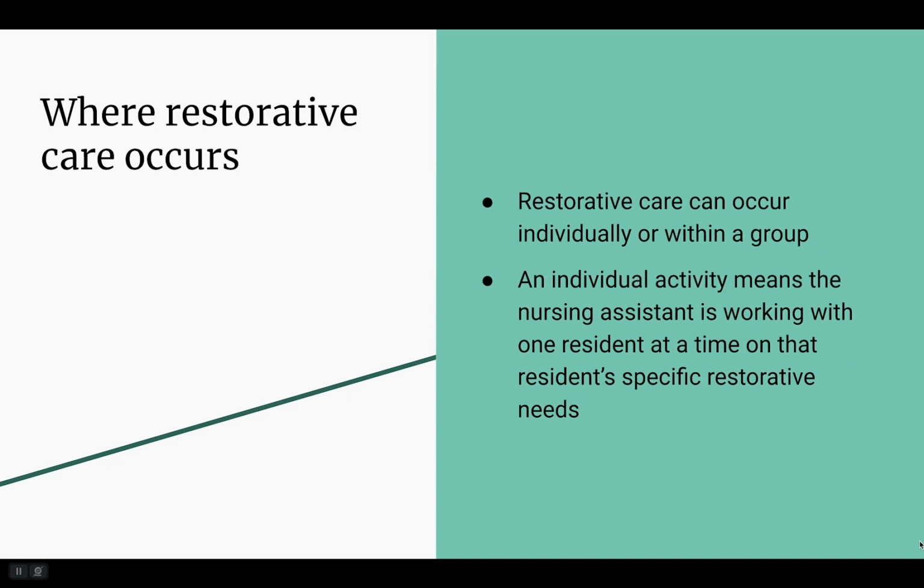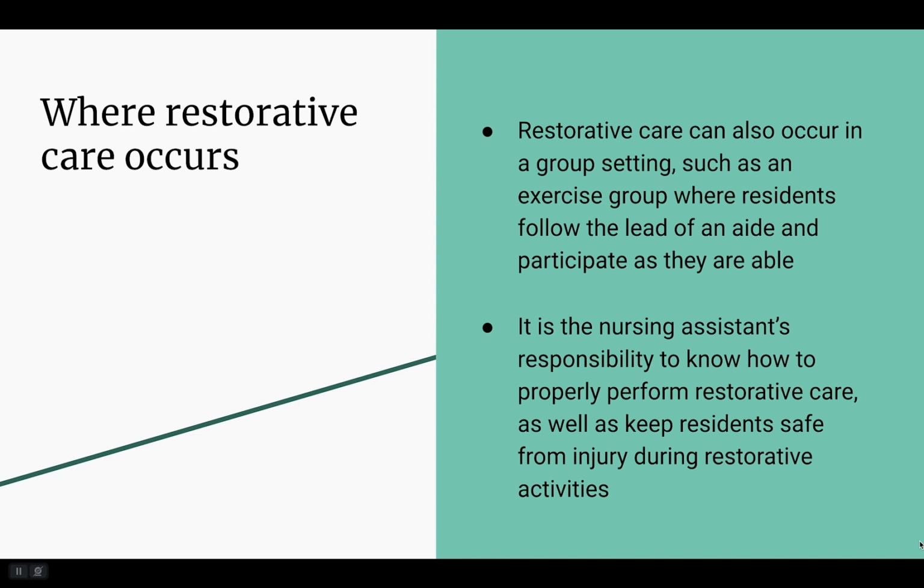Restorative care can occur individually or within a group. An individual activity means the nursing assistant is working with one resident at a time on that resident's specific restorative needs. Restorative care can also occur in a group setting, such as an exercise group, where residents follow the lead of an aide and participate as they are able.